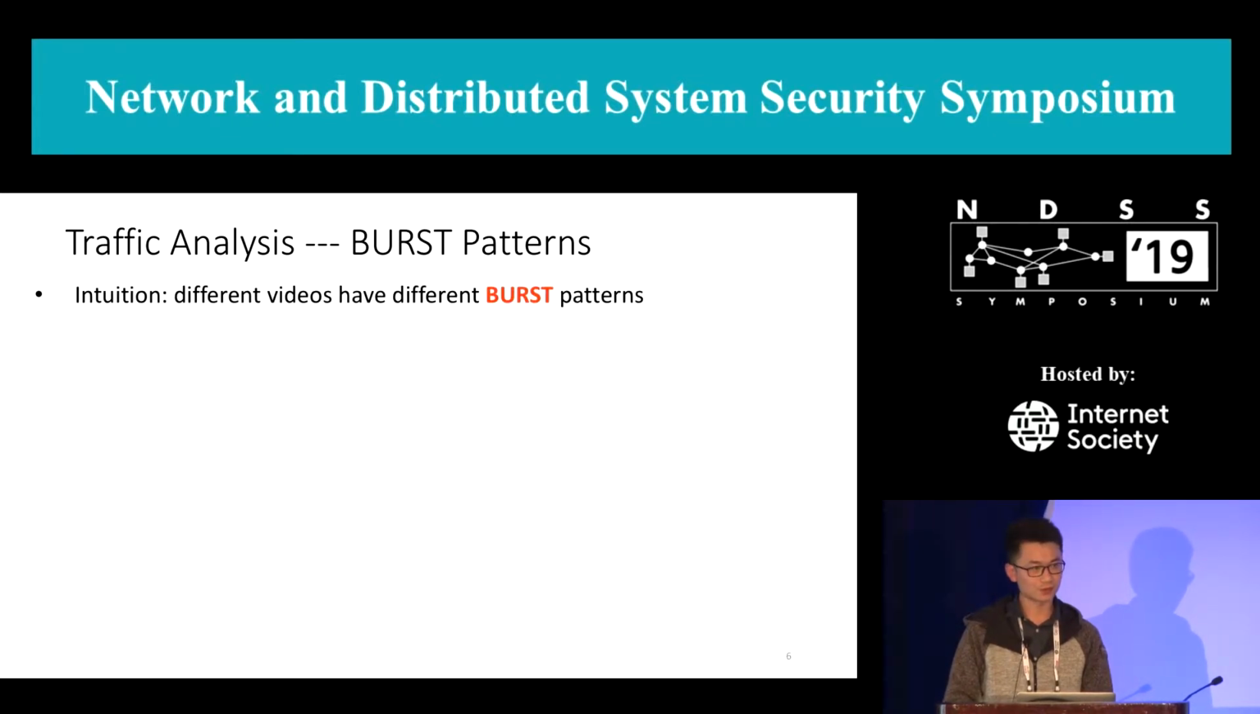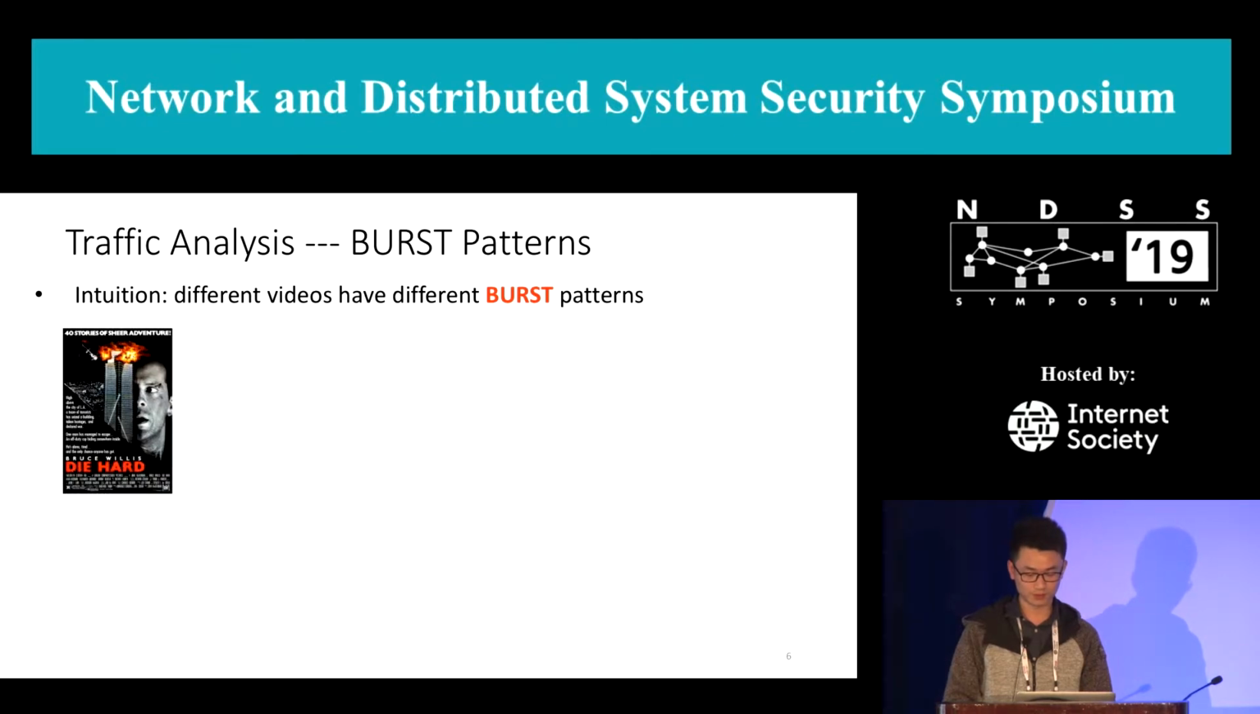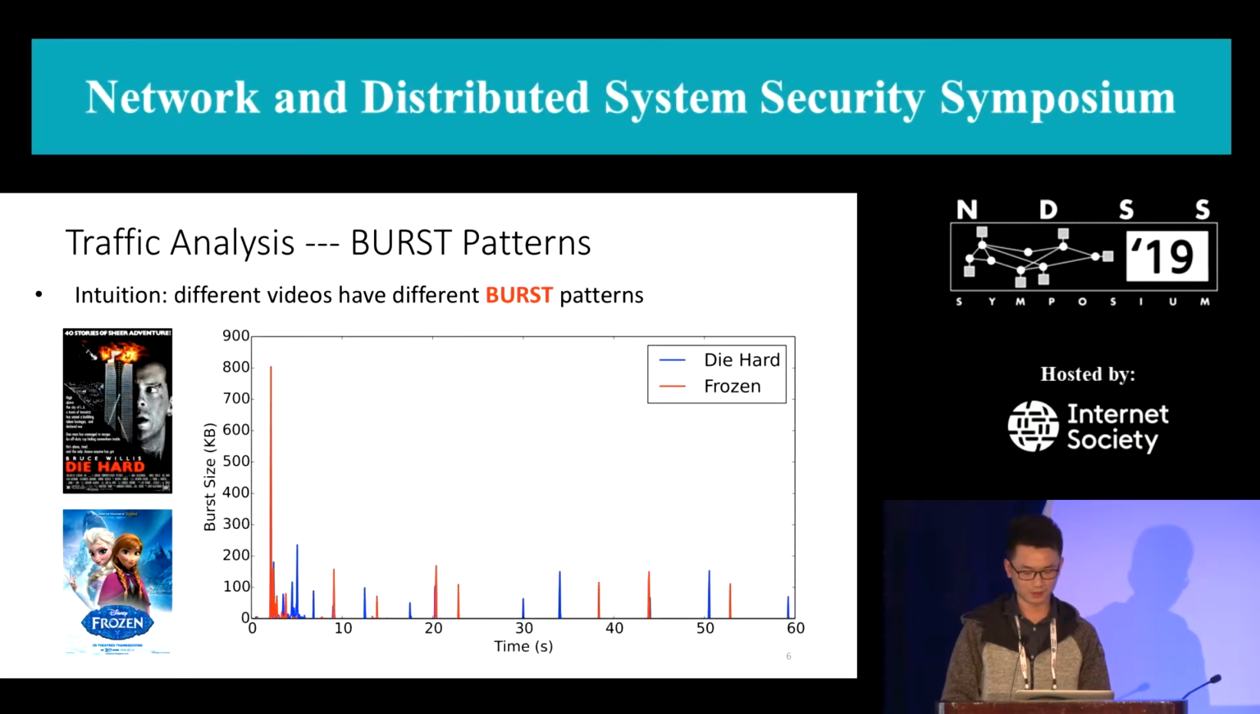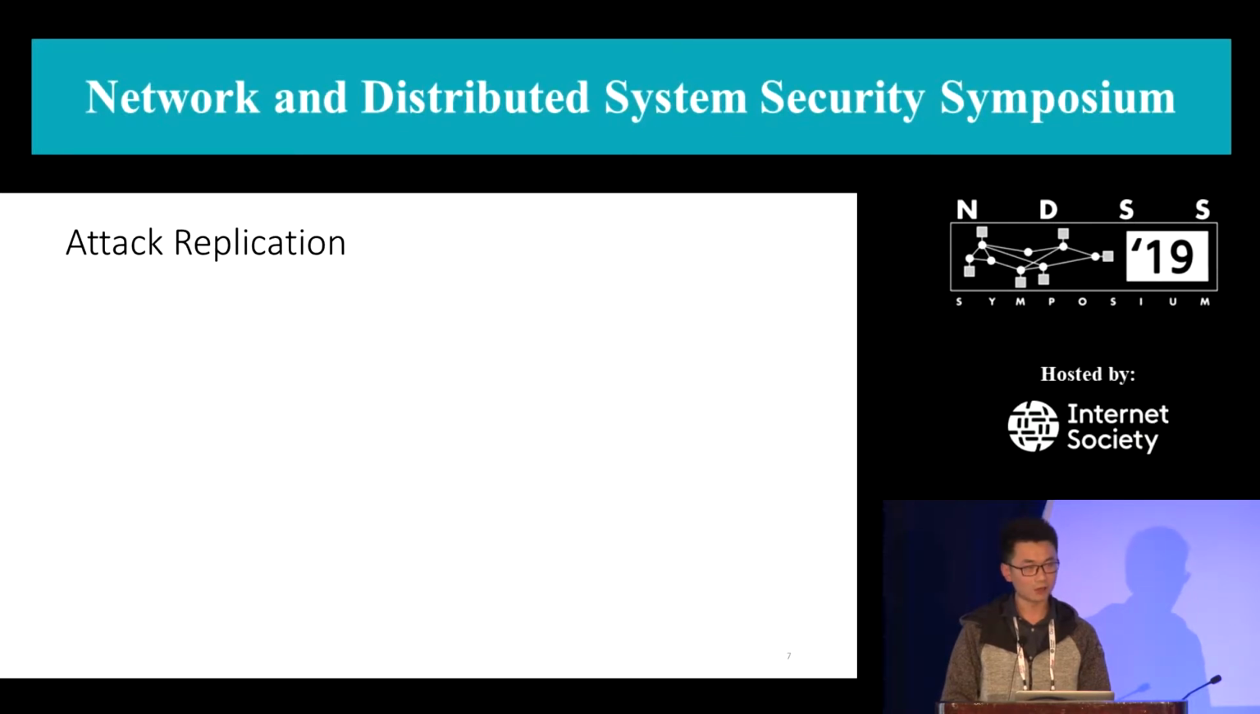Since different videos have different bit rates, they will have different burst patterns. Here's an example of the burst size of two different movies, Die Hard and Frozen, when grouping the packets into 50 millisecond windows. It's clear that they are easy to differentiate based on these burst patterns. Our goal is to defend against this attack.